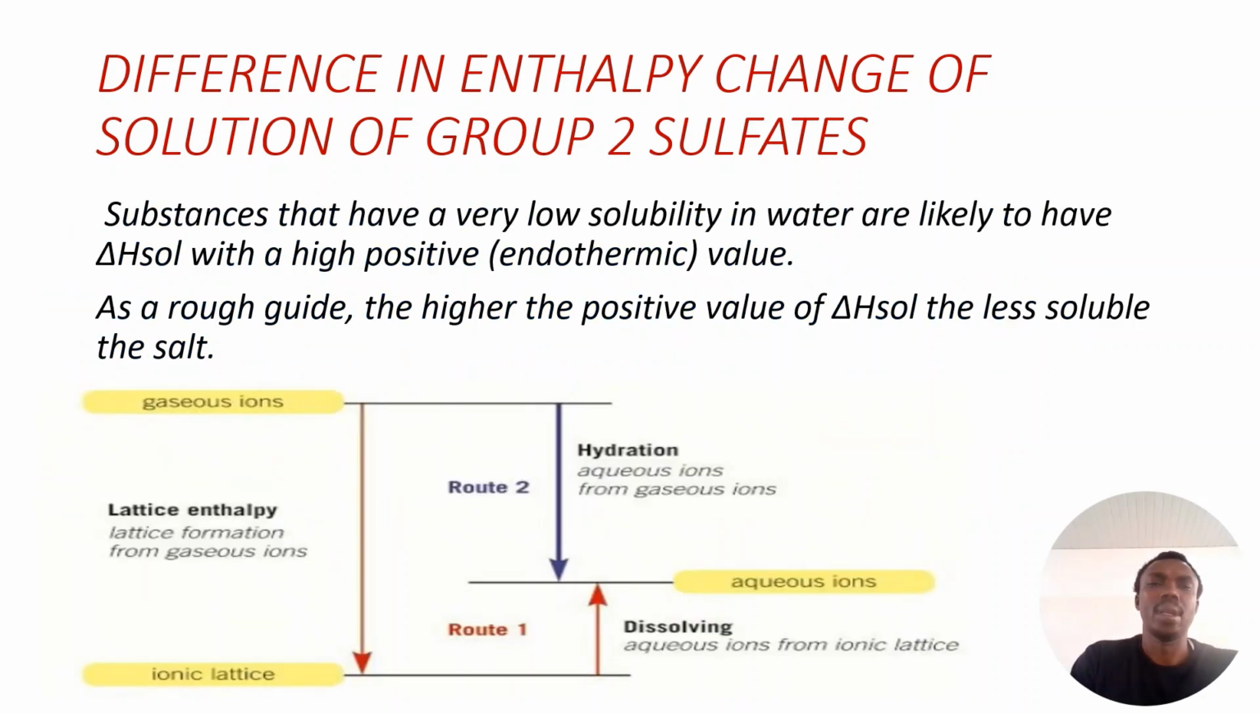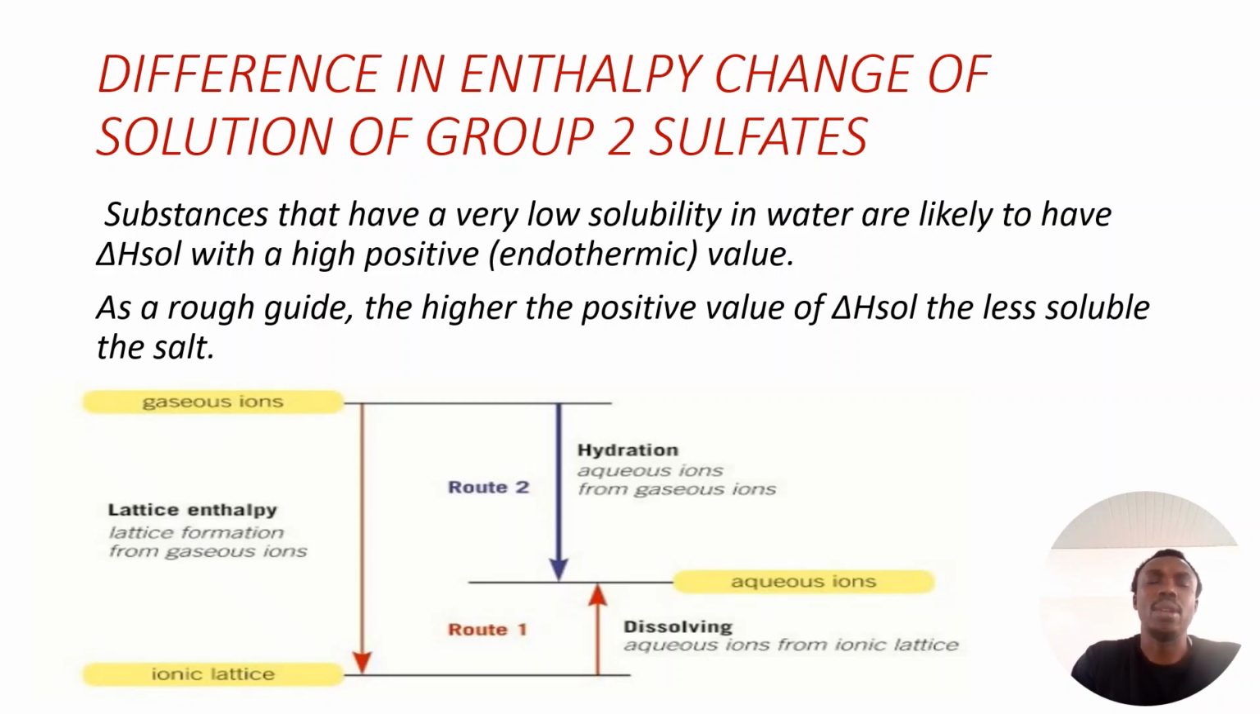So looking at the difference in the enthalpy change of solution of group 2 sulfates, substances that have a very low solubility in water are likely to have an enthalpy change of solution with a high positive value, which is endothermic. Because as you go down the group, the enthalpy change of solution of group 2 sulfates becomes more endothermic. That means their solubility decreases as you go down the group.